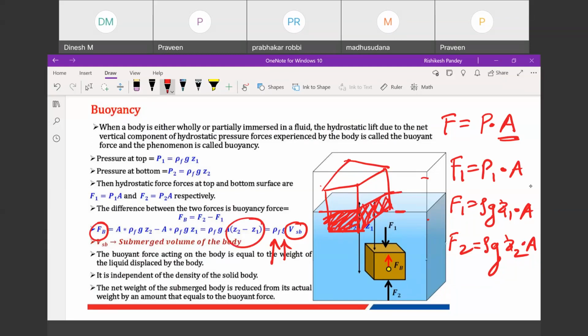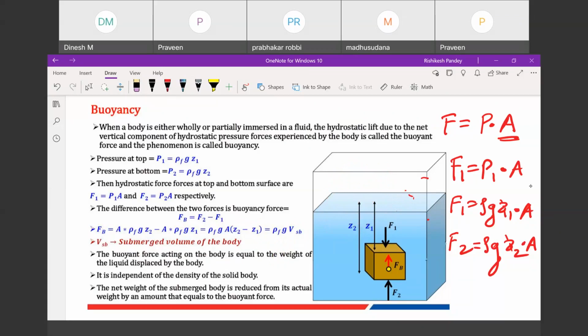This is the free surface here, so that will become 0 only. And Z2 will be this much height. This will be your Z2. So Z2 multiplied by area multiplied by rho F multiplied by G will give you only this much volume. So that's why we should take care while calculating the buoyancy force.